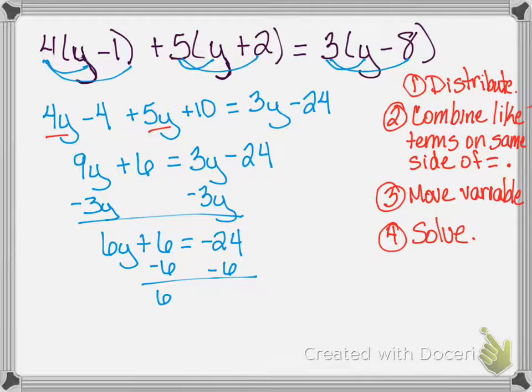I end up with 6y equals negative 30. I divide both sides by 6. And my final answer here is y equals -5.